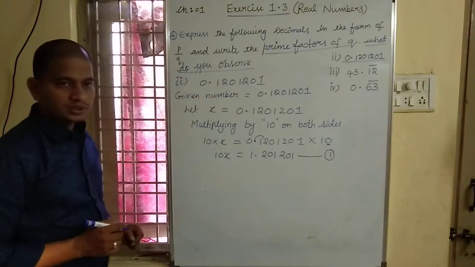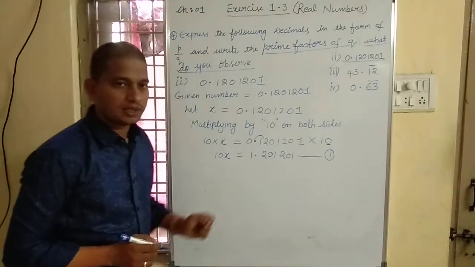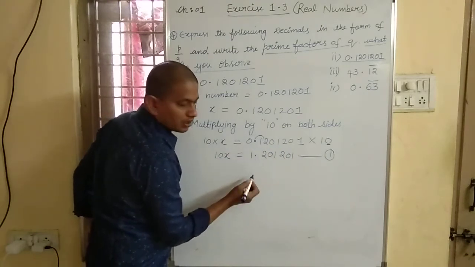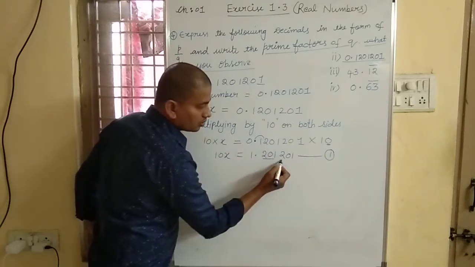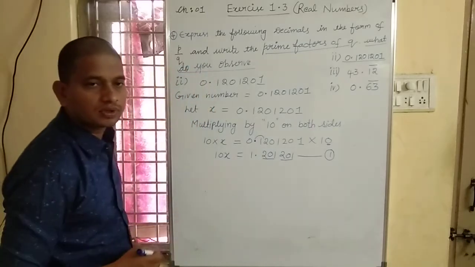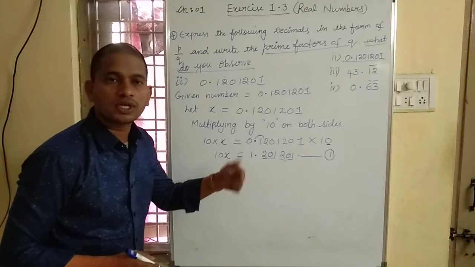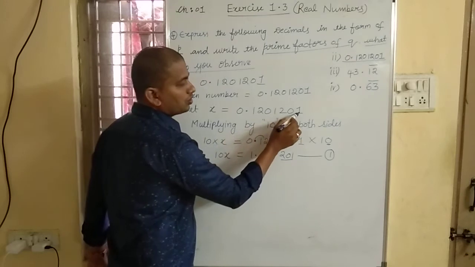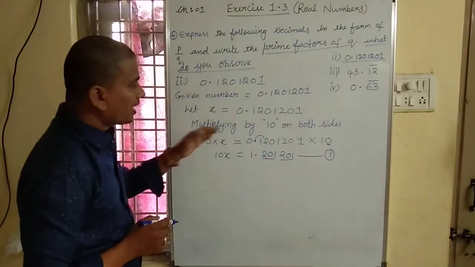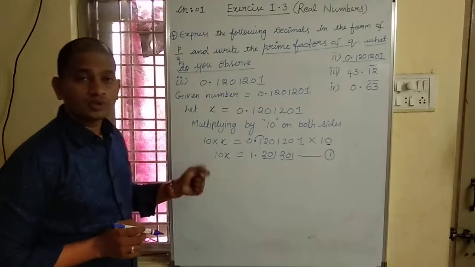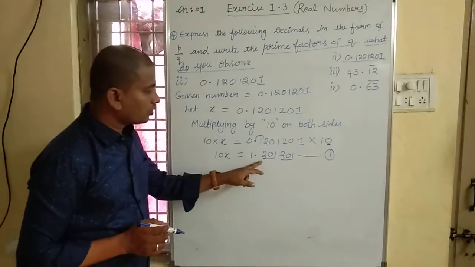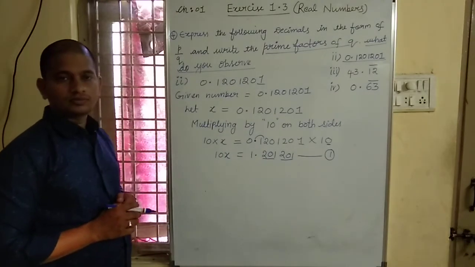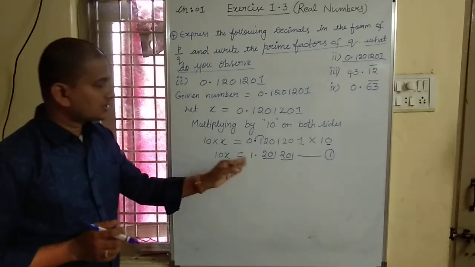Got my point? Why did I multiply by 10 here? Because after multiplying by 10, you can observe that 201 is repeating. The repeating decimal is 201. Before, there was a 1 there, so we multiplied by 10 for our convenience. Now 3 digits, 201, are repeating the same.